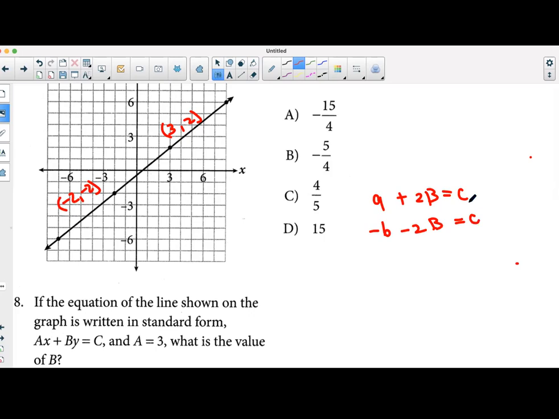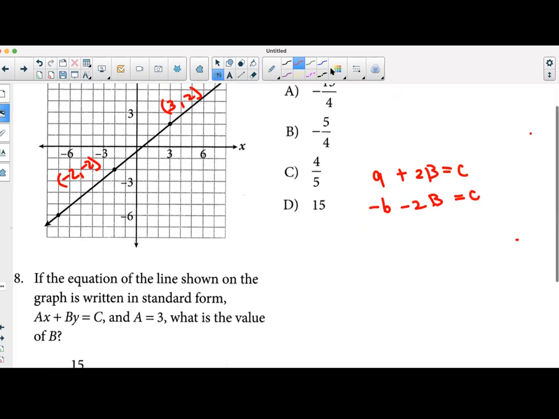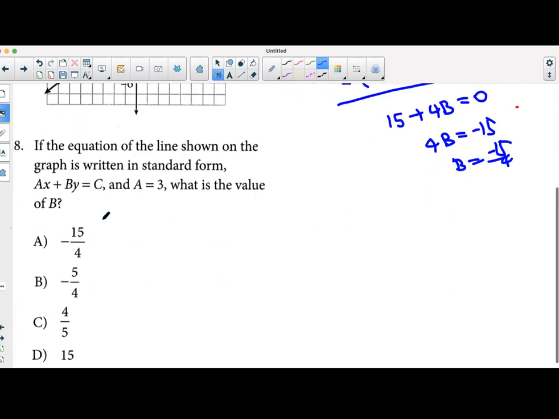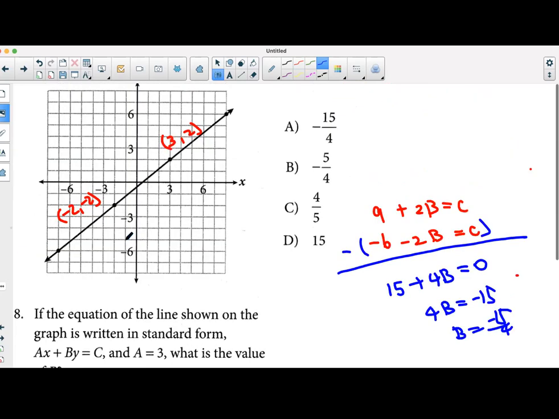Now, what they're looking for is b value. How can I get the b value? In order for me to get b value, I have to get rid of c. How can I get rid of that? Maybe I'll subtract it. Then this one becomes 15 plus 4b is equal to 0. So we get 4b is equal to -15, and then b is equal to -15 over 4. So that's what we can do, right? That becomes the answer. How about that? Not bad, right?